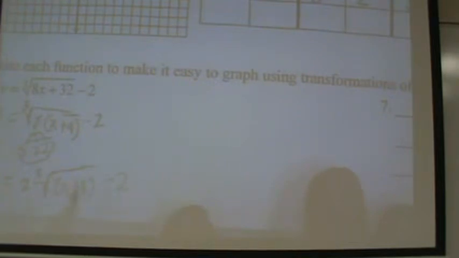And then in words, you're going to be going left 4. Left 4. Can you raise your paper up so we can see it? Yep, left 4. And then since you got the 2, you're going to have a vertical stretch by 2.